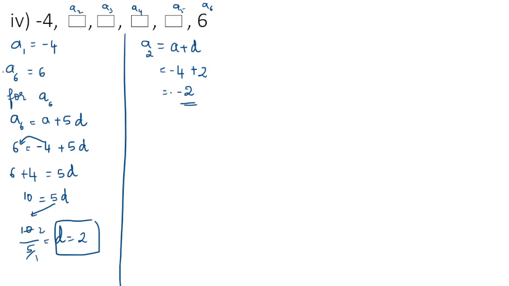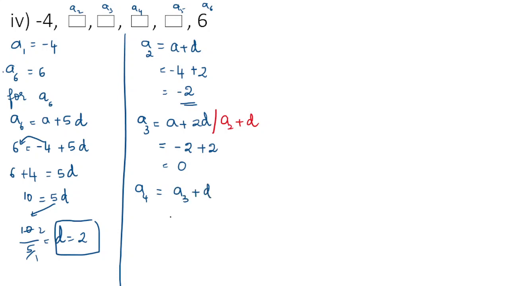We have to subtract and take the sign of the bigger number. Now a3 can be written as a plus 2d, or else we can write it as a2 plus d, isn't it? We'll do that, a2 plus d. a2 is minus 2, d is plus 2. The answer is 0 here. Okay, and the fourth term, how can we find it? a3 plus d. The a3 value is 0 plus the d value 2. The answer is 2 here.